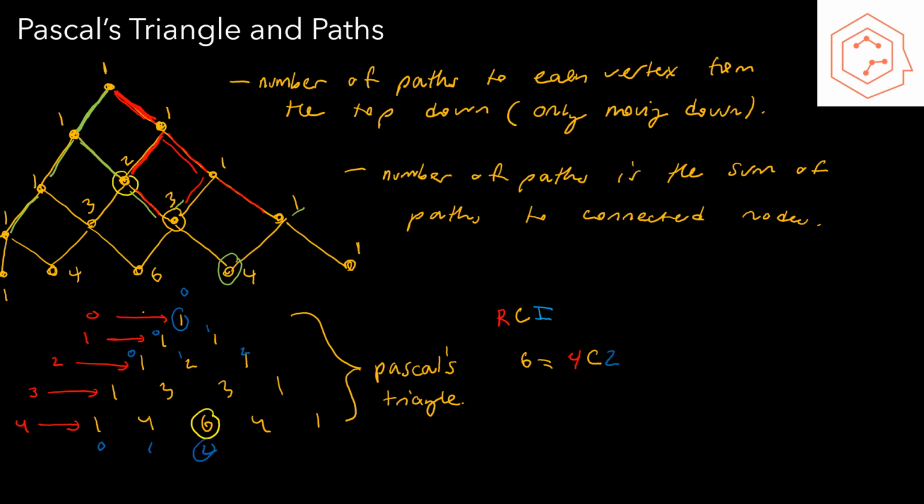So 4 choose 2, and we can verify that 4 choose 2 is 4 factorial over 2 factorial times (4 minus 2) factorial. 4 factorial is 4 times 3, which is 12, times 2, which is 24. 2 factorial is 2 times 1, which is 2. And 4 minus 2 is 2. Factorial is also going to be 2. And 24 divided by 4, which is 2 times 2, is equal to 6. And this is true for any spot on this triangle.